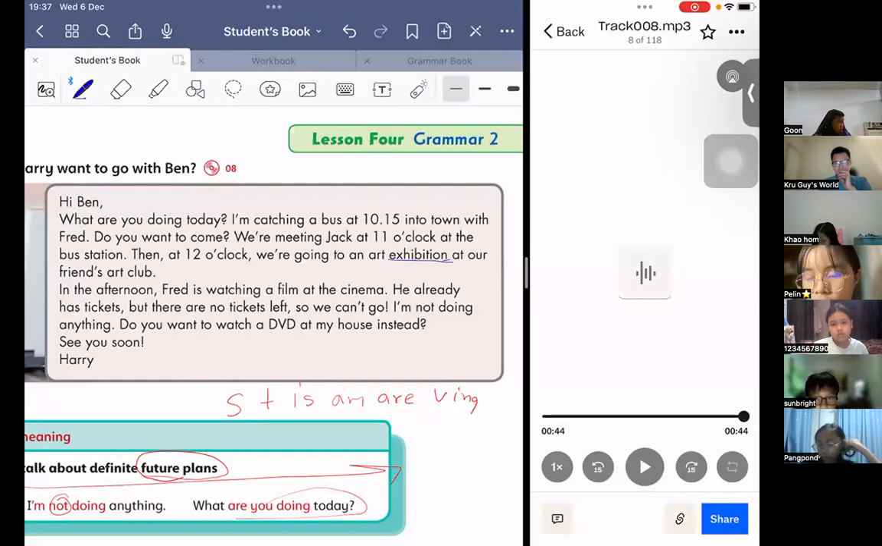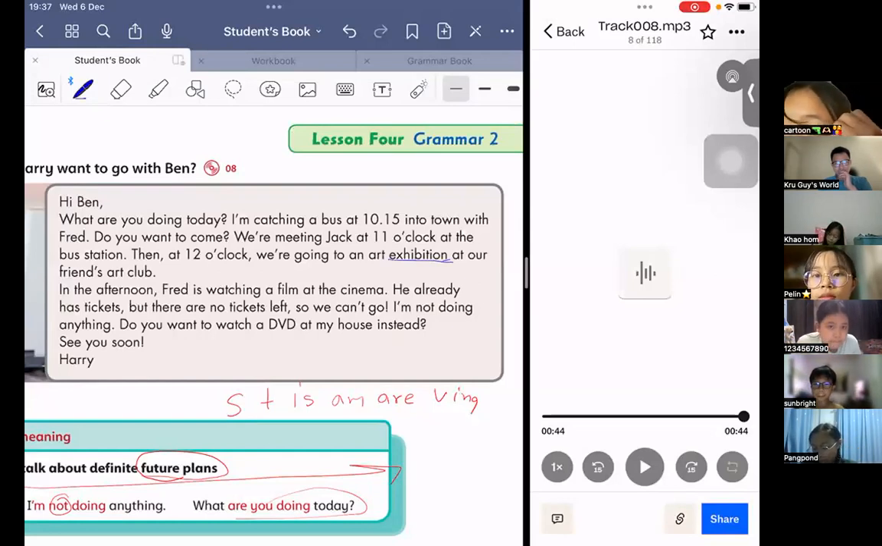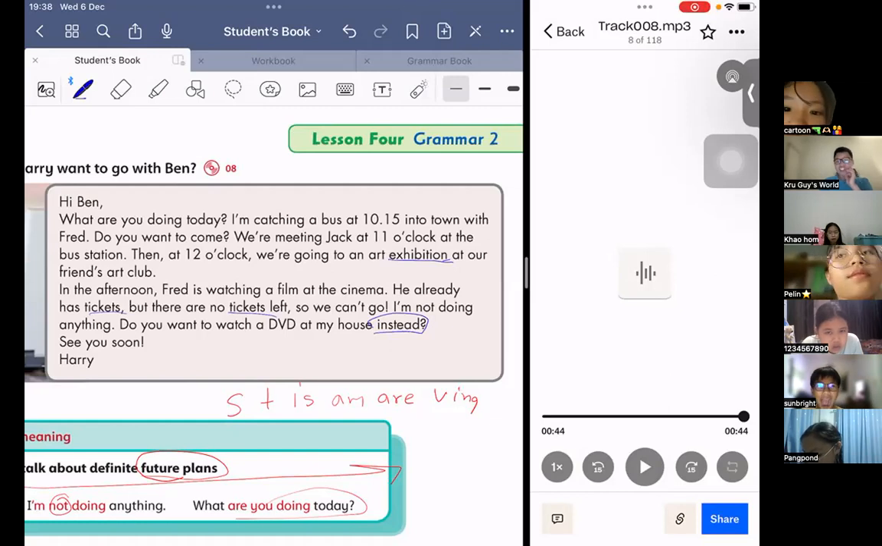In the afternoon, Fred is watching a film at the cinema. He already has tickets, but they are not tickets. Well, how do you pronounce them? Tickets. Ticket. Left. So we can't go. I'm not doing anything. Do you want to watch a DVD at my house instead? See you soon, Harry.